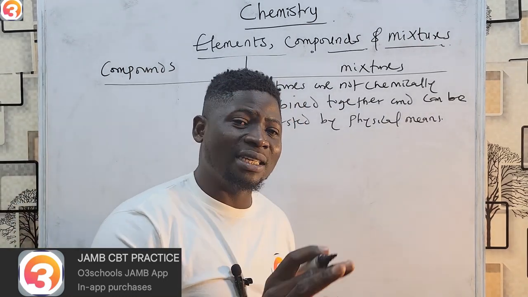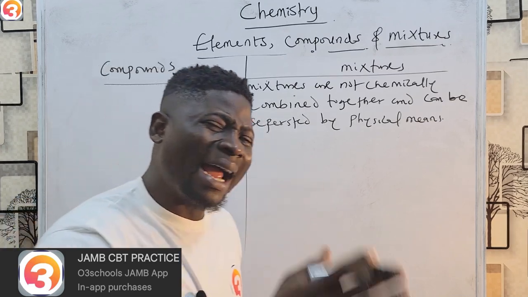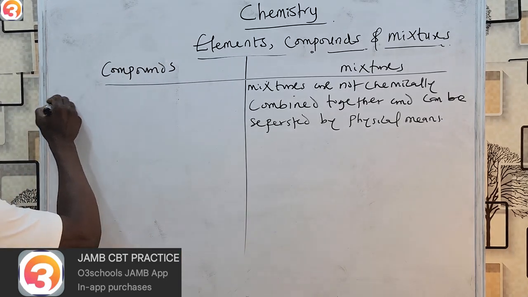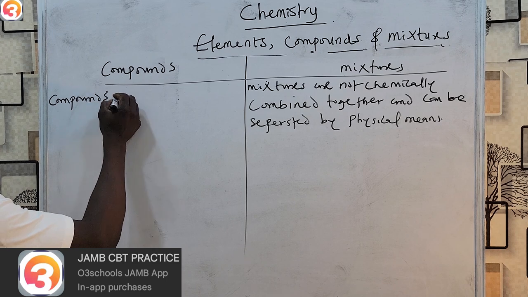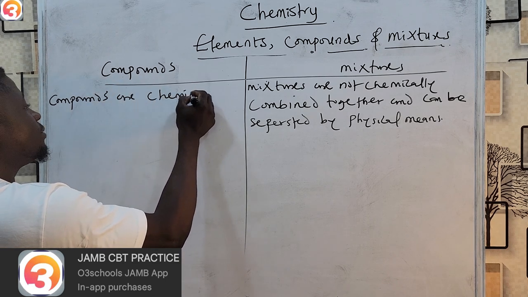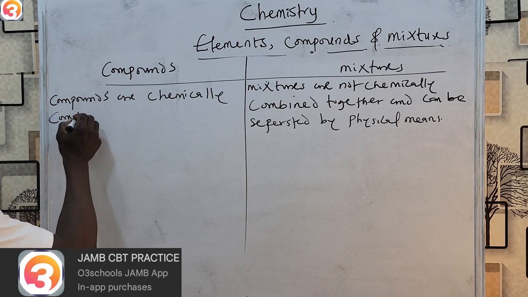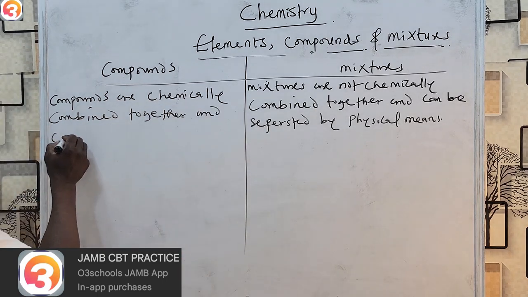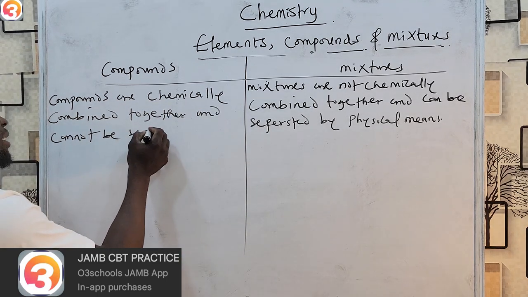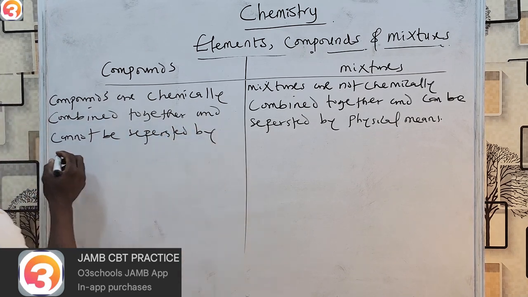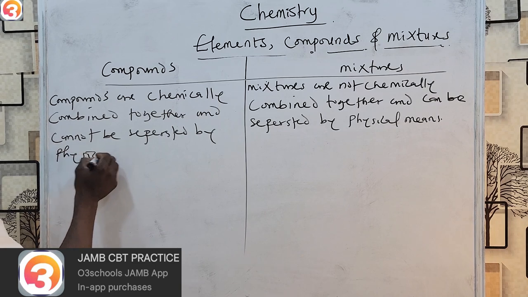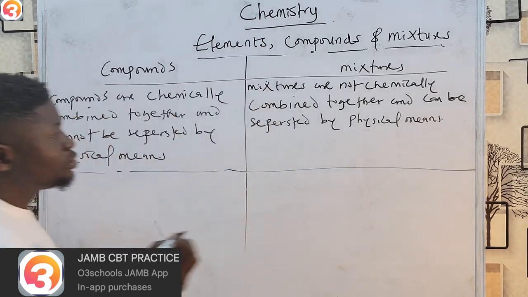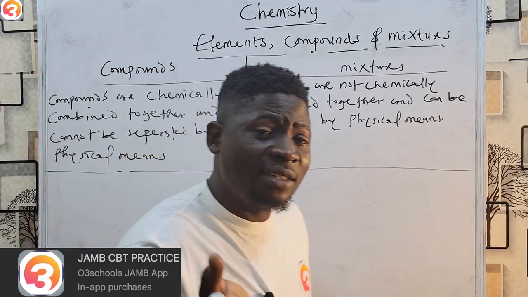We say mixtures are substances which can be separated by physical means. They can be separated by what? By physical means. Of course, compounds are chemically combined together and cannot be separated by physical means. This is one of the differences. So, having seen this difference, what other difference exists?